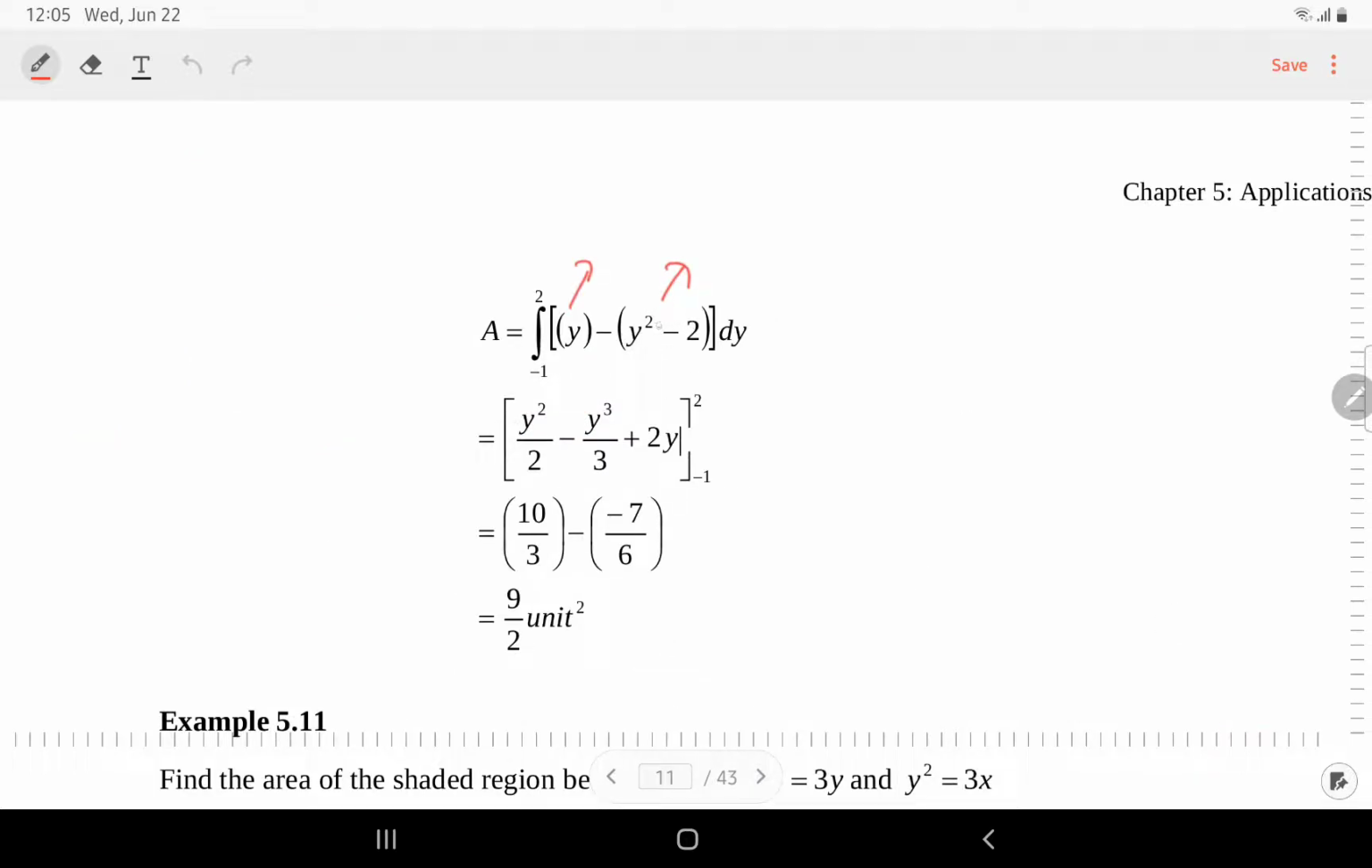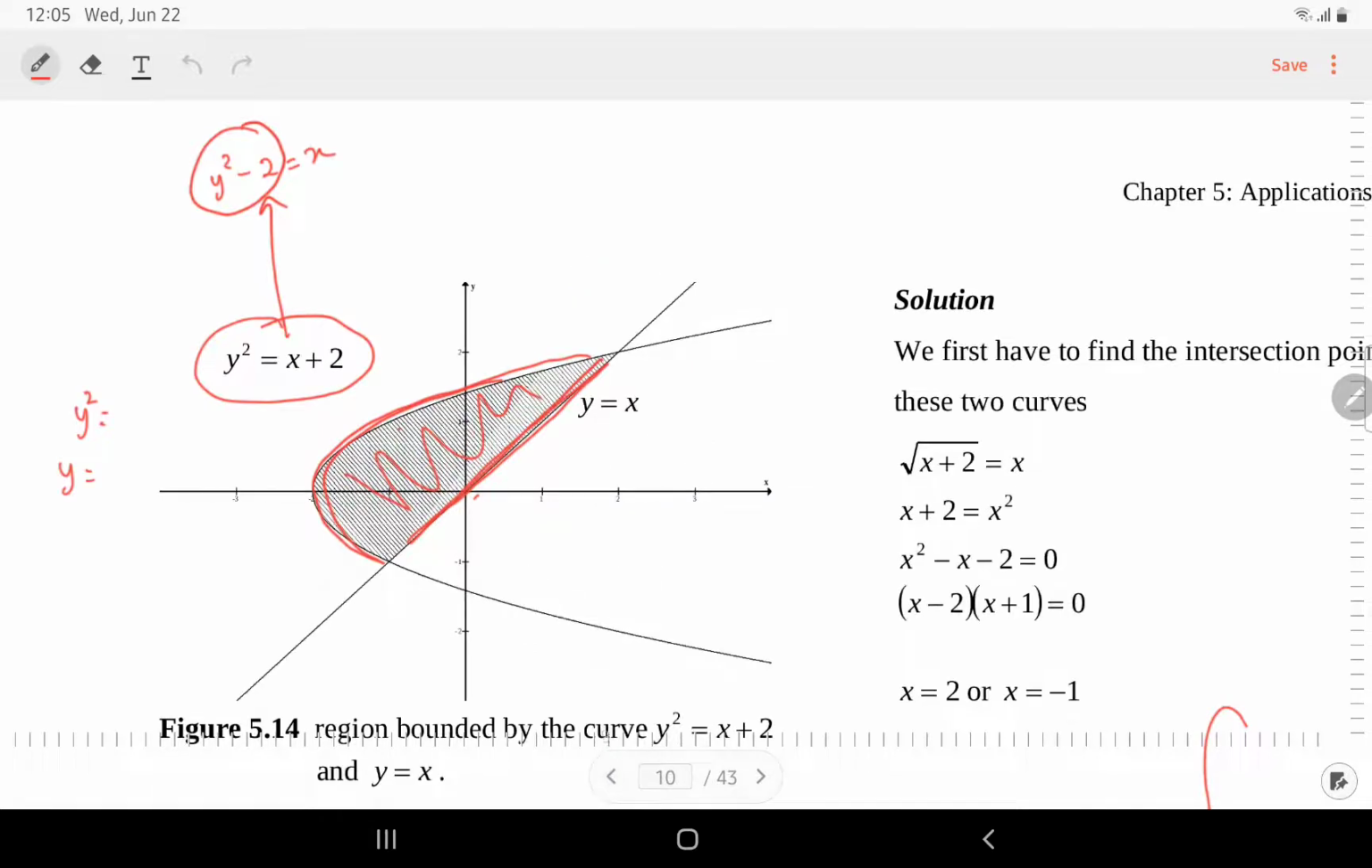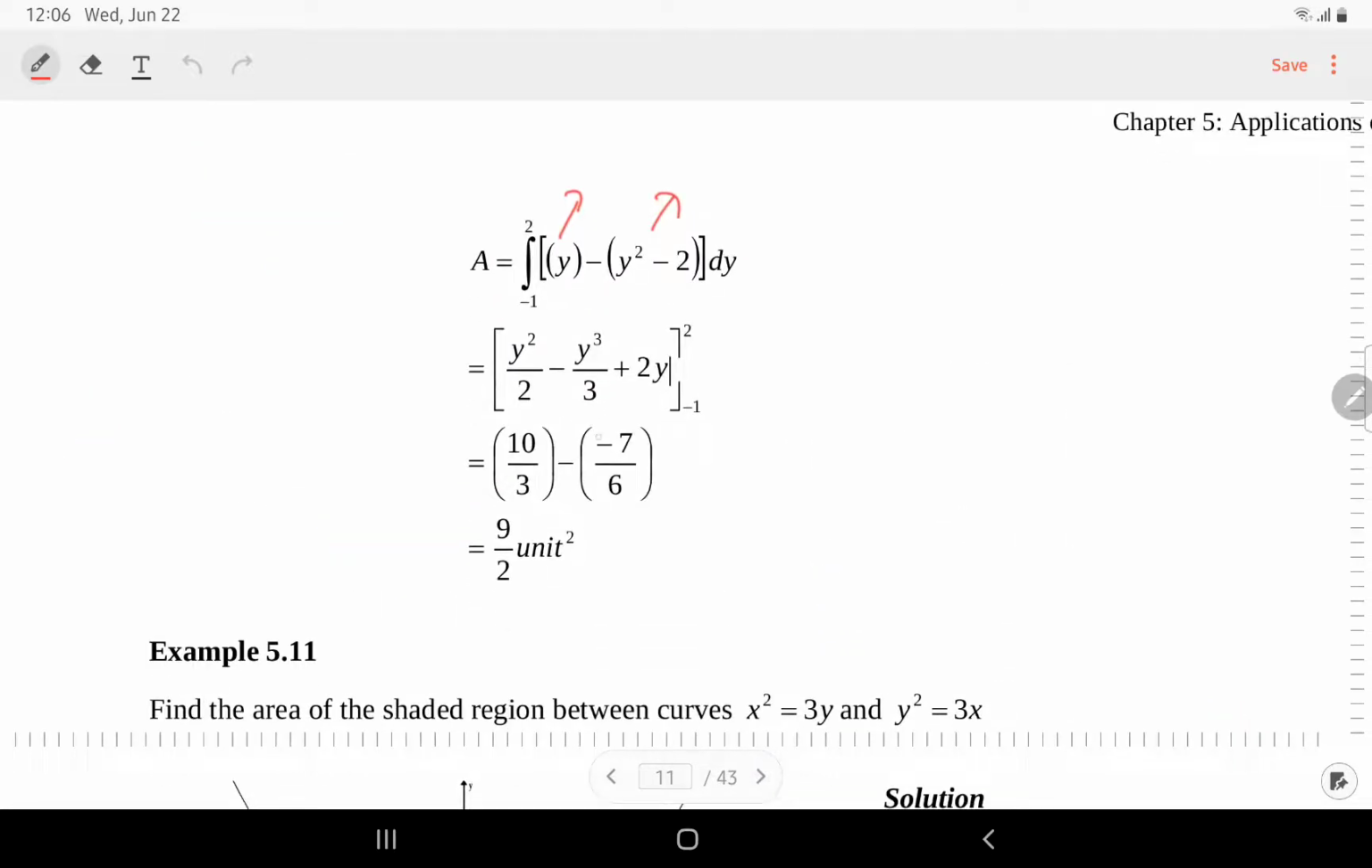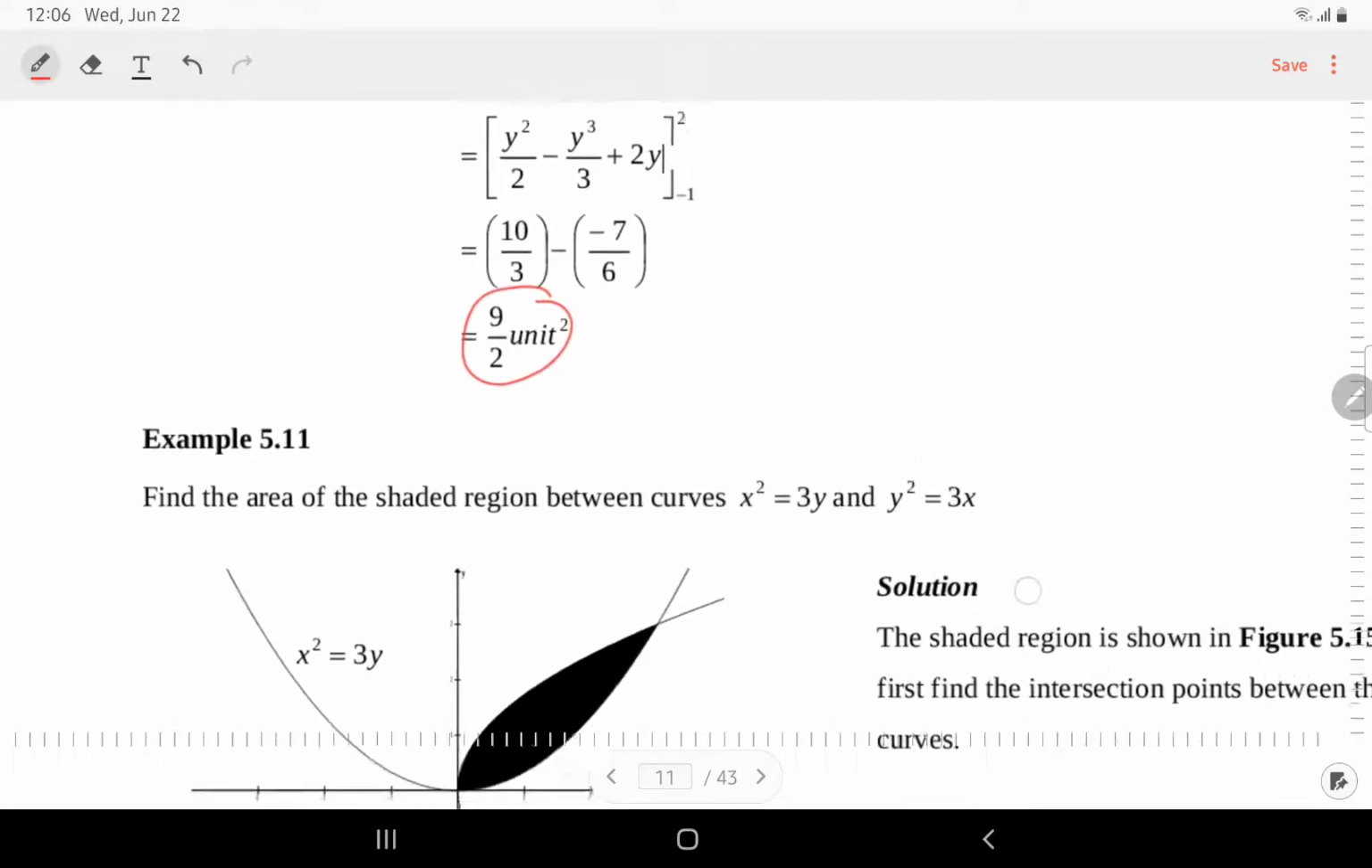So yang ni, y square minus 2 yang kita akan masuk dalam formula. Y square minus 2. So kanan tolak kiri. Kanan y, kiri y square minus 2. Tolakkan. And then integration from negative 1 until 2. Kenapa negative 1 until 2? Ni sebab ni. Okay, negative 1 until 2 ni pun kita kena ambil point y dekat axis y sebab kita nak integrate y. Jangan ambil point dekat axis x, akan jadi salah nanti. So solving this equation, kita akan dapat jawapan 9/2.